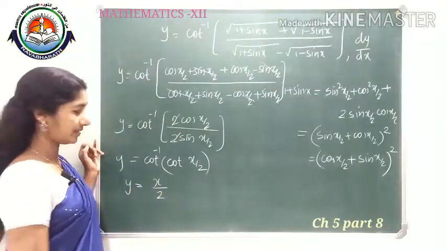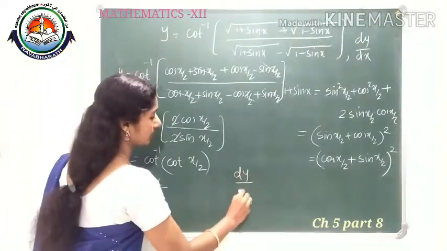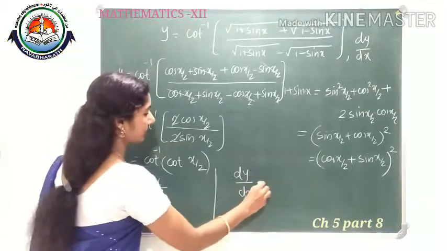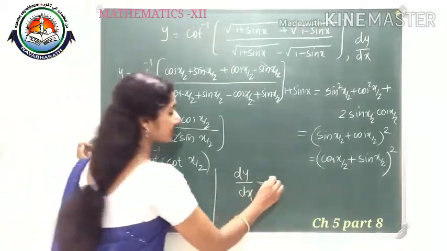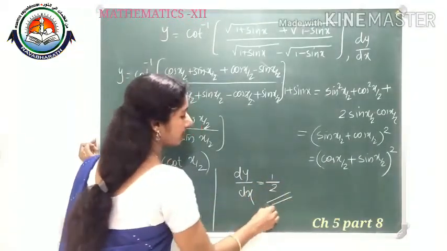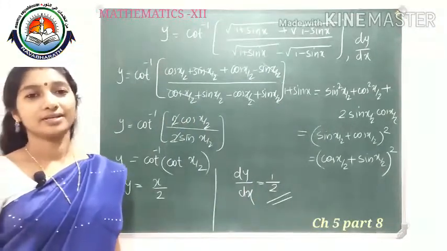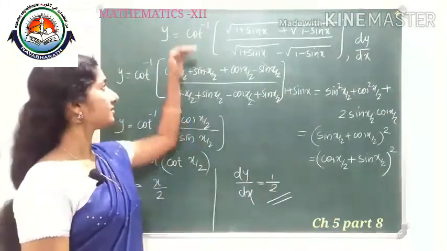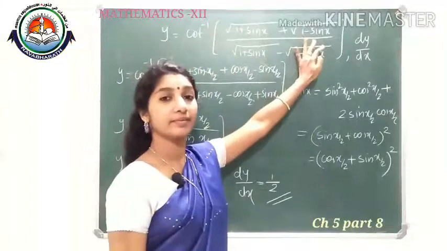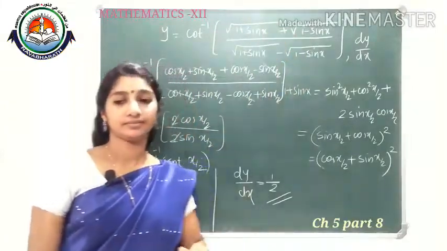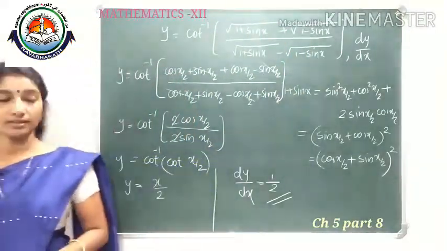Then find derivative. dy by dx is equal to 1 by 2 into x. Derivative is 1 by 2. So, we got dy by dx equal to 1 by 2. Okay. So, inverse trigonometry functions like this, every time you simplify and find the derivative. Clear?